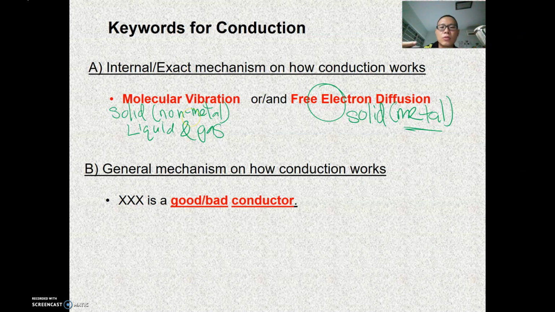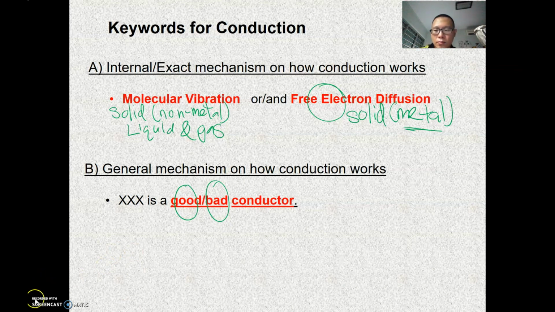The first keyword is to tell the marker that you understand what conduction is. So you have to identify whether the object is a good or bad conductor. If it's a good conductor, it will conduct at a faster rate. A bad conductor will conduct at a slower rate.